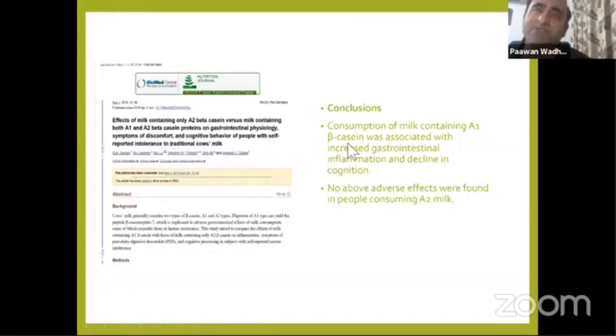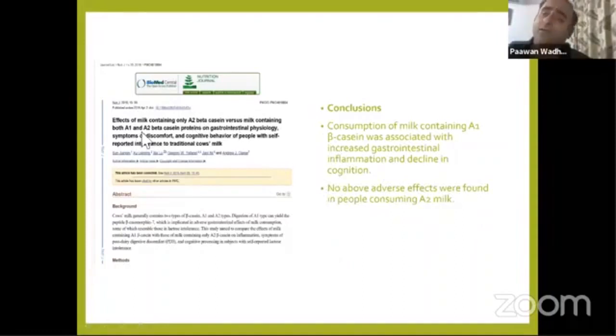And the result of this study was that the consumption of milk containing A1 beta casein was associated with increased gastrointestinal inflammation and decline in cognition. And no such adverse effects were found in people consuming A2 milk. So what did they do? They proved that A2 milk is very good. There are no bad effects of A2 milk.